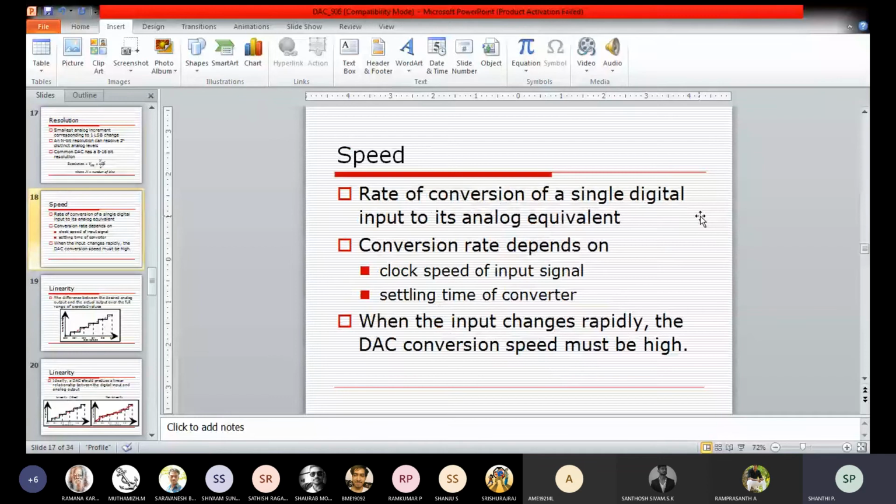Speed of conversion: the rate of conversion from digital signal to analog signal. The conversion rate depends upon the clock speed of the input signal and the settling time of the converter. When the input changes rapidly, the digital to analog conversion speed also changes.